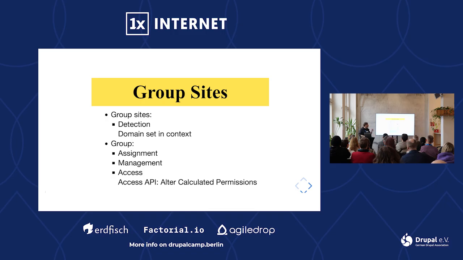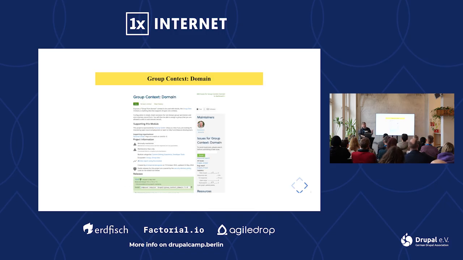So there is one more module involved in addition to group sites, which is group context domain. And this allows you to connect domain module into putting it in context. Theoretically, you could write a similar module for the path. So you could say each microsite is on a particular path, or anything else you can imagine. They're just context plugins.